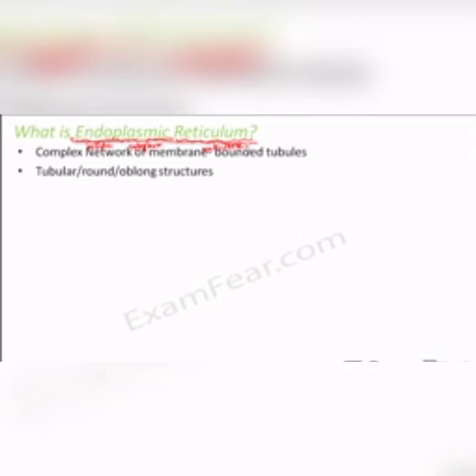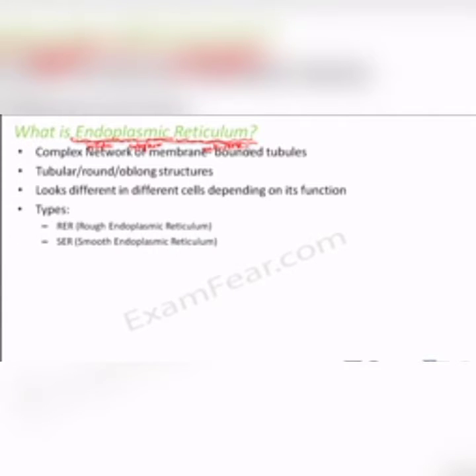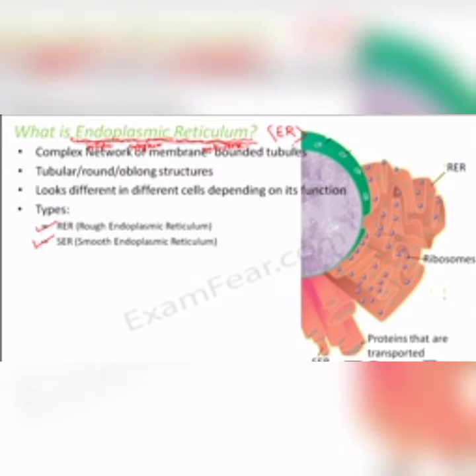Where is it located? It is located around the nucleus. Appearance wise, it looks different in different cells depending upon its function. There are two types of endoplasmic reticulum, rough endoplasmic reticulum and smooth endoplasmic reticulum. Now, endoplasmic reticulum is often abbreviated as ER because the name is quite big and complex, so it is often called ER. So there are two types, rough ER and smooth ER. Now let us look at how they look.